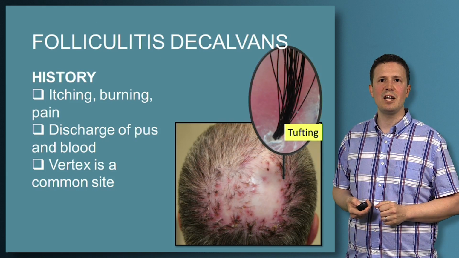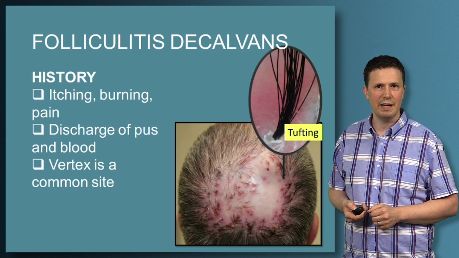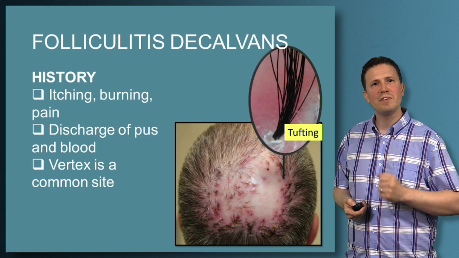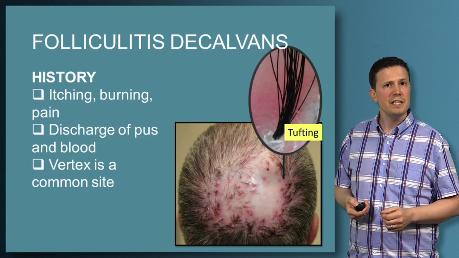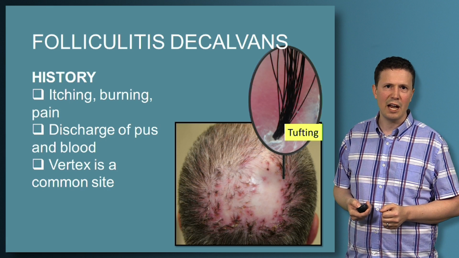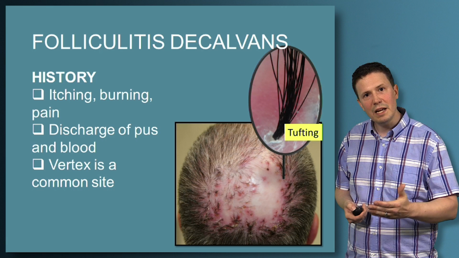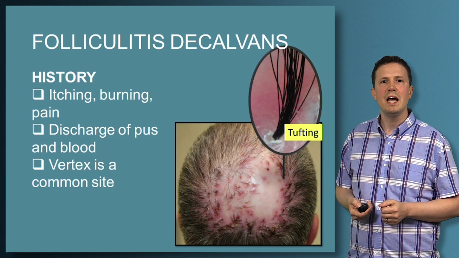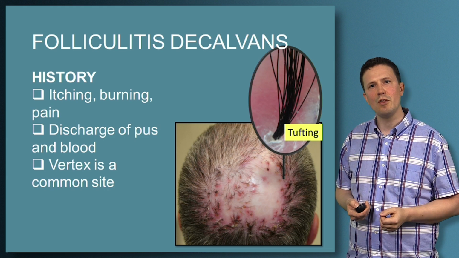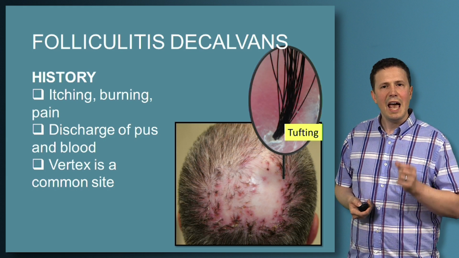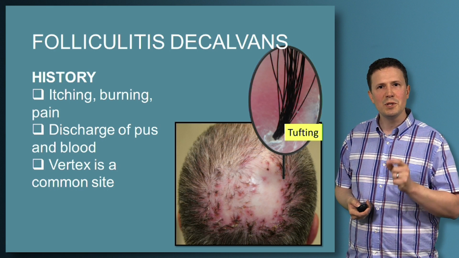The final scarring alopecia, which I'd like you to understand in this module, is folliculitis decalvans. Patients with folliculitis decalvans often describe itching and burning and pain. These are common symptoms in any scarring alopecia. Patients may describe pus and blood drainage from the scalp as well. And the top of the scalp is a common site, which is the area we call the vertex or the crown.